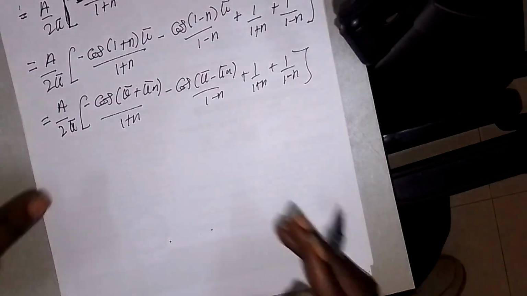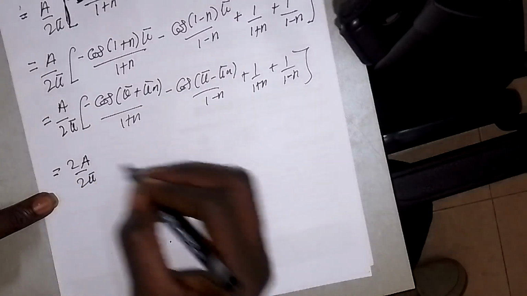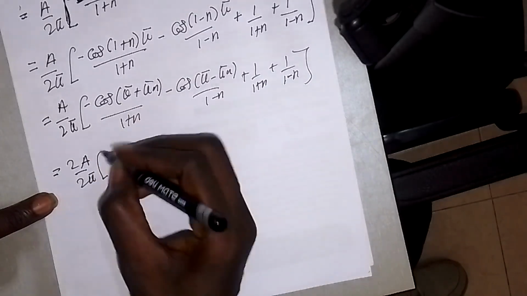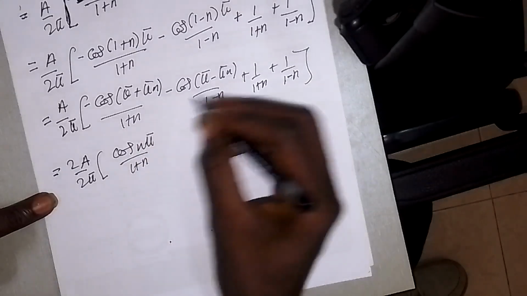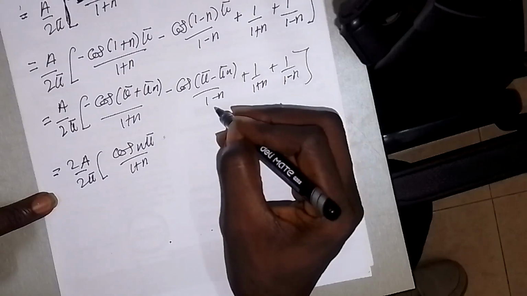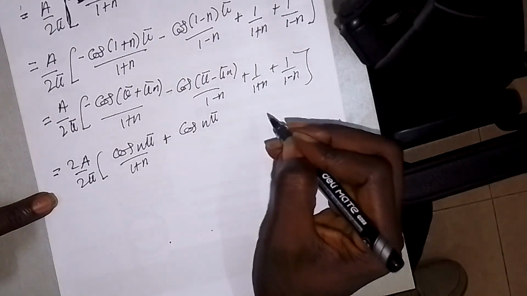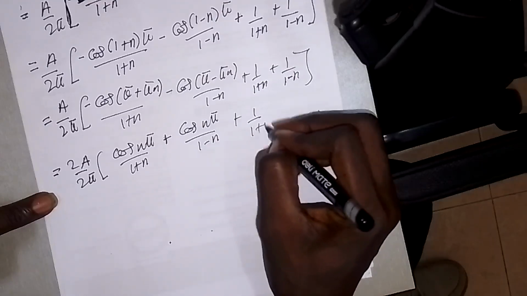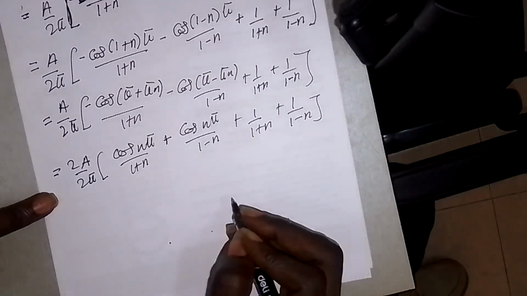So now, having known that, I can say 2a over 2π into minus minus cos nπ over 1 plus n. Minus minus will be positive. Here is also minus cos nπ, minus minus will be positive, so plus cos nπ over 1 minus n, then plus 1 over 1 plus n plus 1 over 1 minus n. So this is what I'll get here.